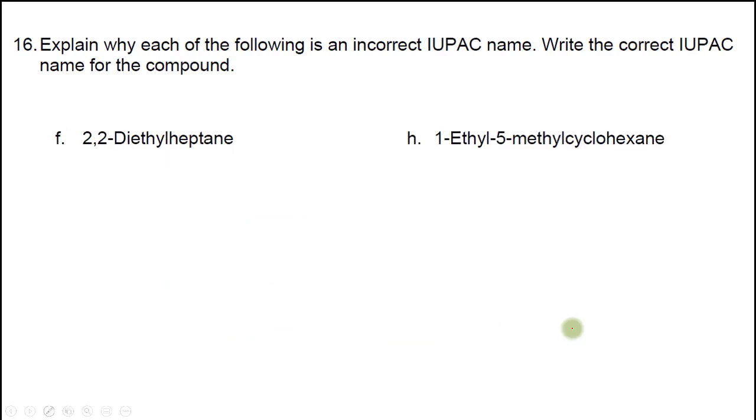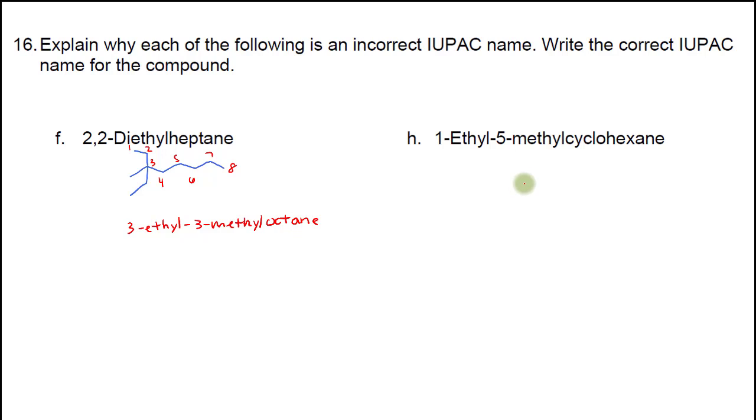All right, here's a couple more. So heptane is 7 carbons, 2,2-diethyl. And now if we look for our longest carbon chain, it's now 1, 2, 3... octane. So I have 3-ethyl, 3-methyl octane.